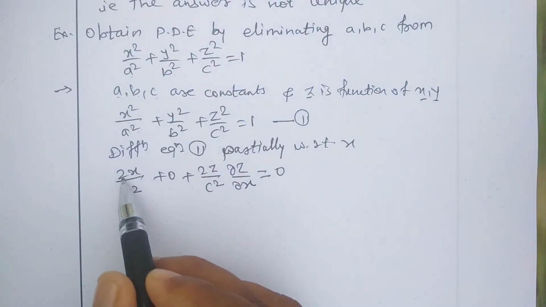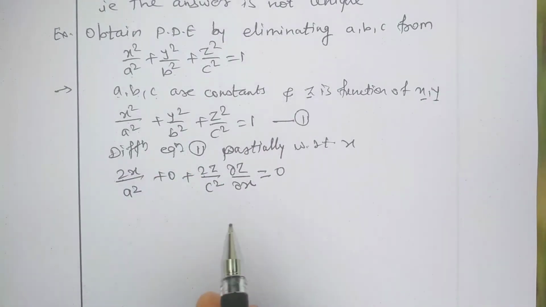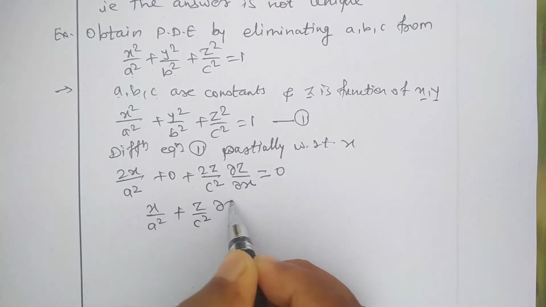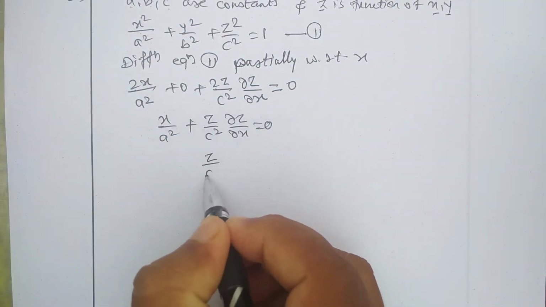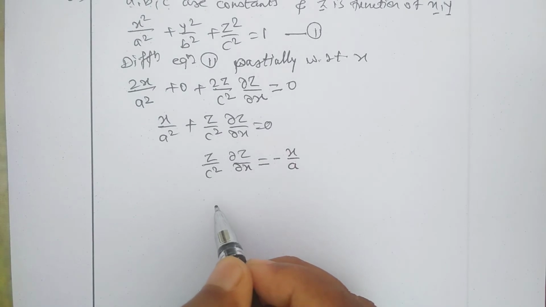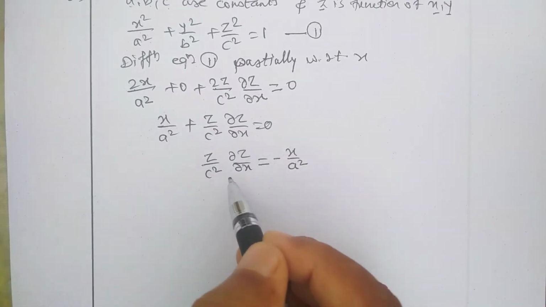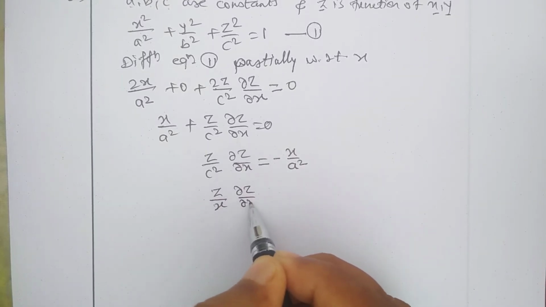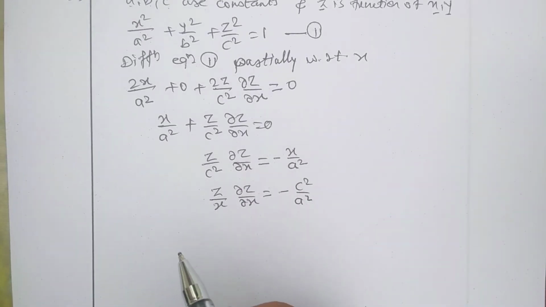Now see here, this term contains 2 and this term also has 2, so we can take 2 common and cancel it out. So we get x upon a square plus z upon c square into del z by del x is equal to 0. We may rearrange this as z upon c square into del z by del x is equal to minus x upon a square. Now this x comes to the left hand side and c square goes to the right hand side. So you will get z upon x into del z by del x is equal to minus c square upon a square.